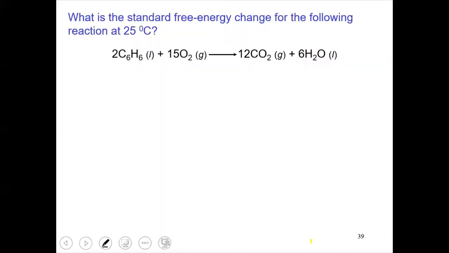Okay, let's do a little practice exercise here. What is the standard free energy change for the following reaction at 25 degrees Celsius?